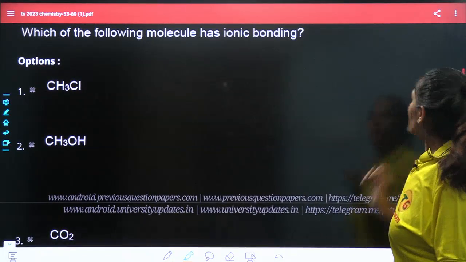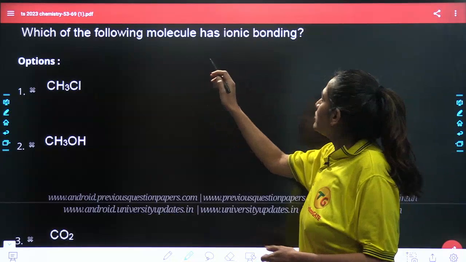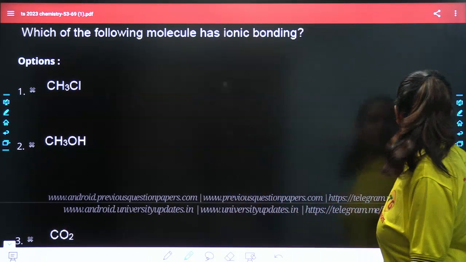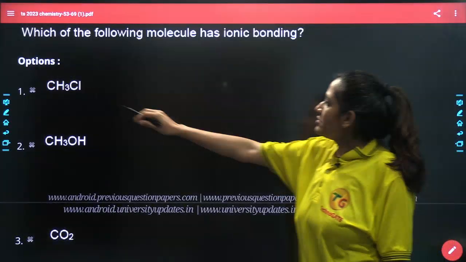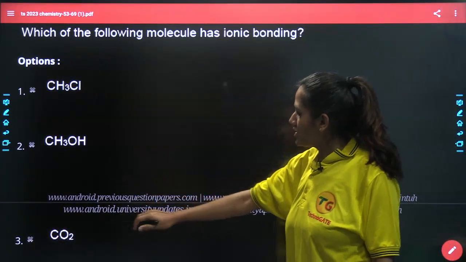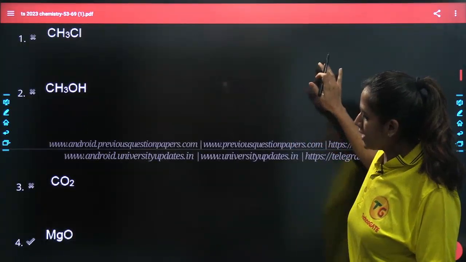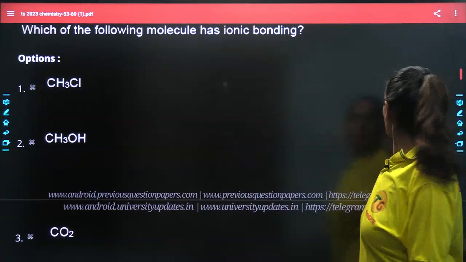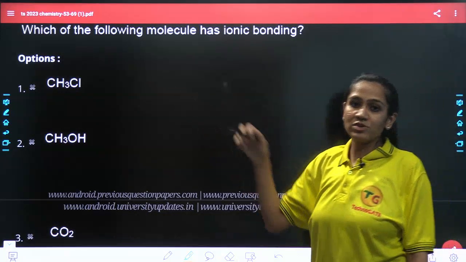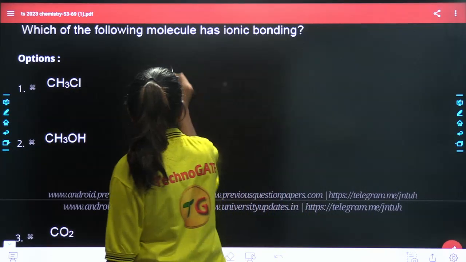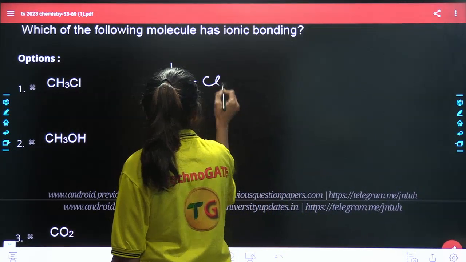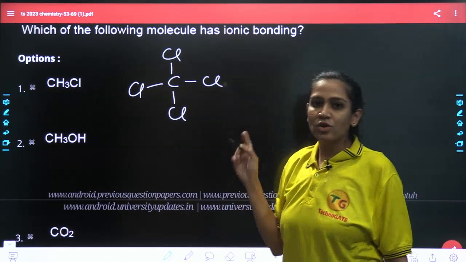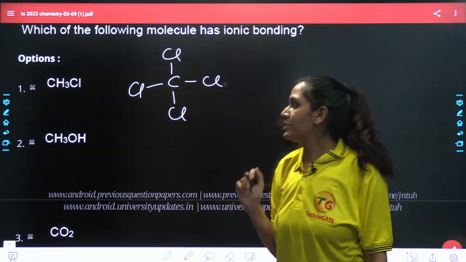Okay, what is the question? Which of the following molecule has ionic bonding? Okay, from all the options. First of all, let's see all the options. Here CH3Cl, CH3OH, CO2 and MgO. So in which of the following is ionic bonding there? So let's see. The structure of CH3Cl is like this. See? And there is no ionic bond. Okay, these are all covalent bonds. So covalent bonding is present in this case.